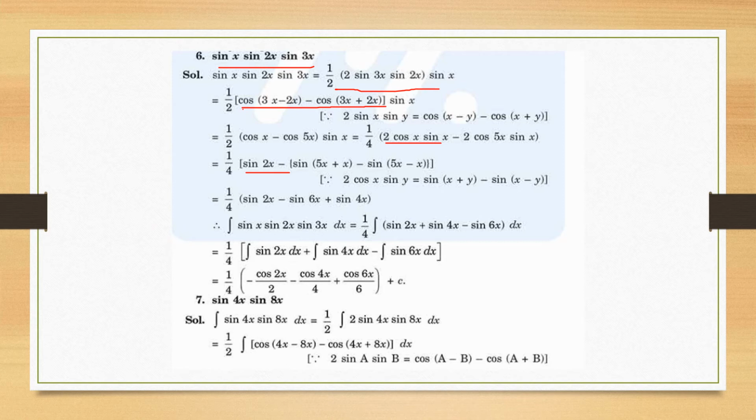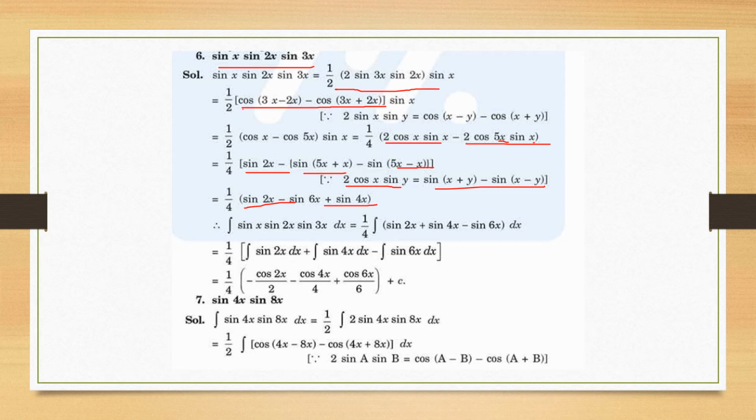And for the second one you have to apply the formula for 2 cos sin, that is sin C minus sin D. So for the second part, the angle is 5x plus x and 5x minus x. So it becomes sin 2x minus sin 6x plus sin 4x, right? So this integral is converted to this form.